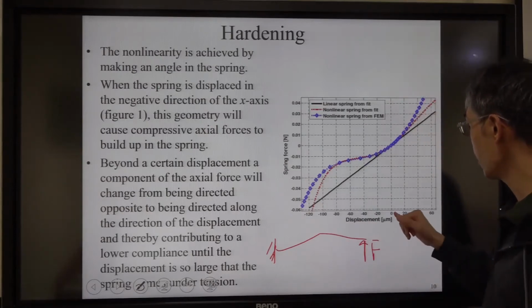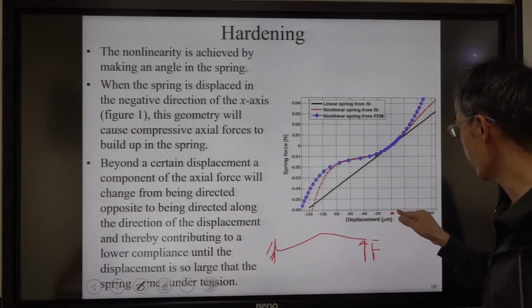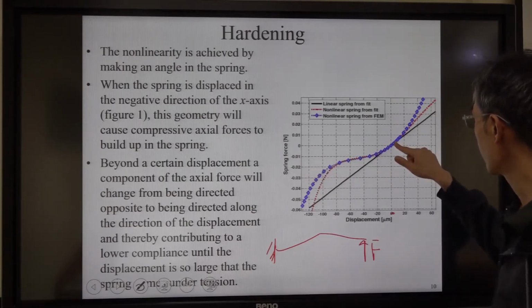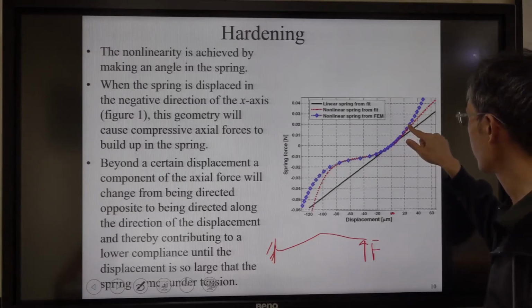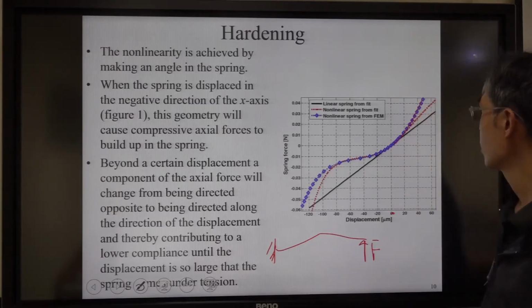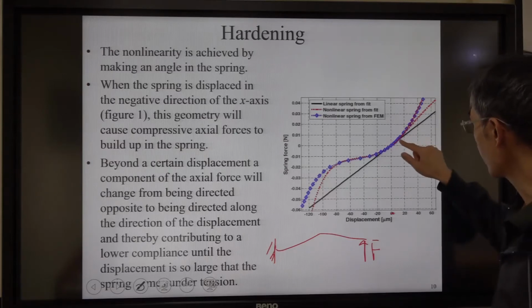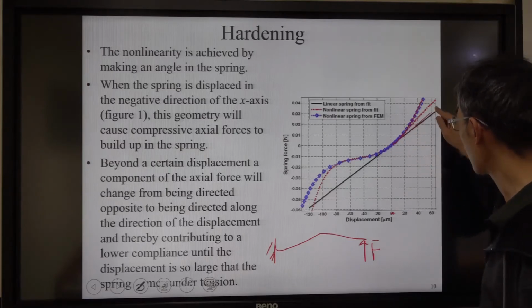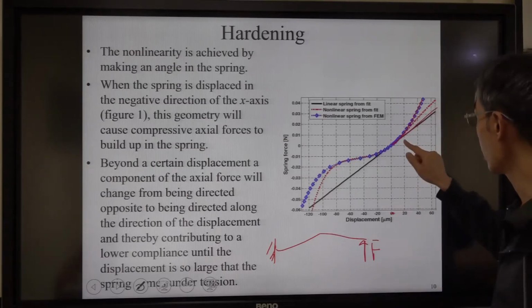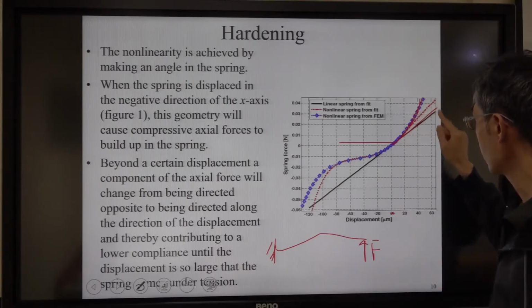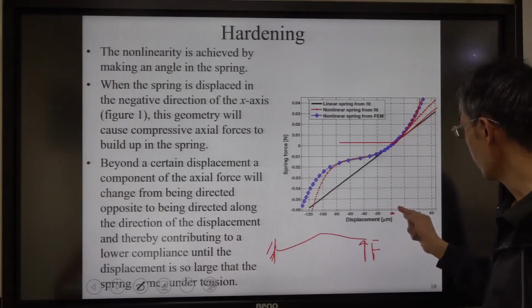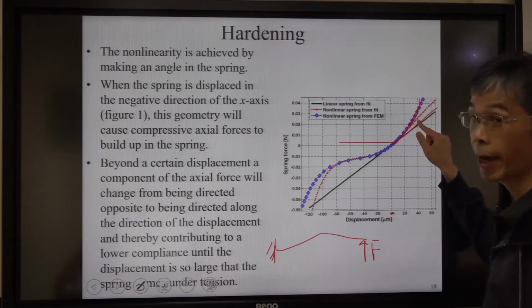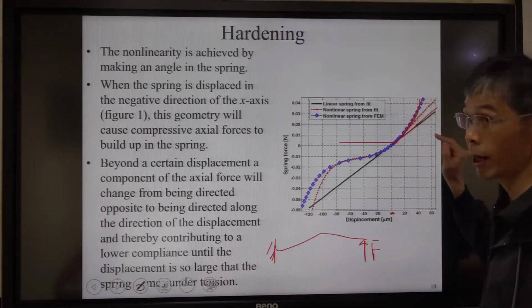So if we say from zero, we increase the displacement, then the spring force increases like this. So it's not a straight line. This is a straight line. It's not a straight line. It's a curved line. See, as the displacement goes larger, the reaction force increases much larger.